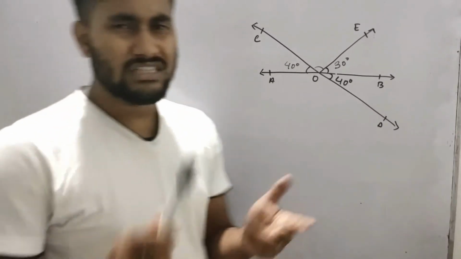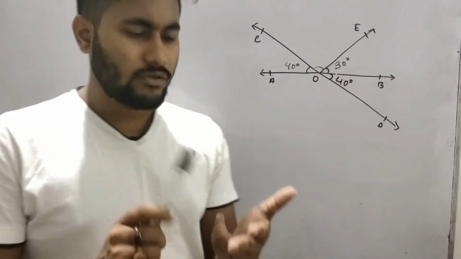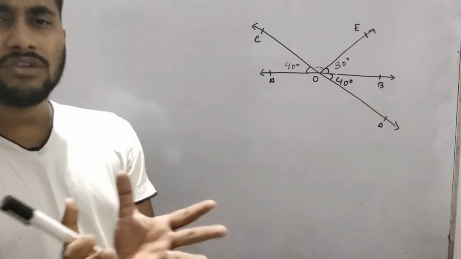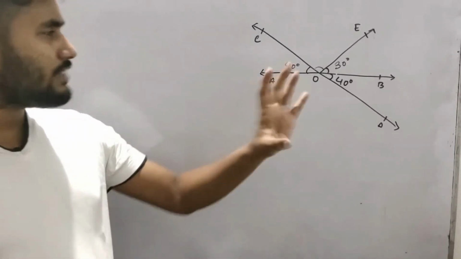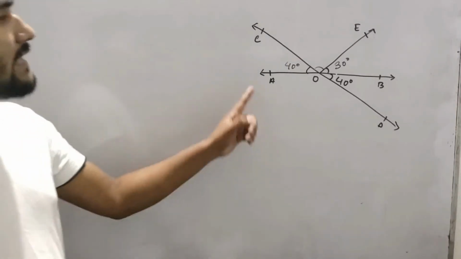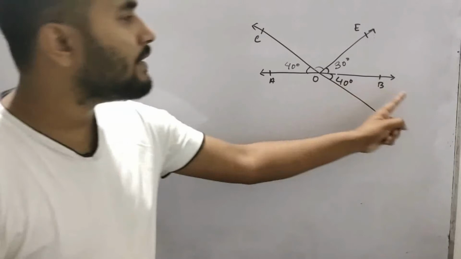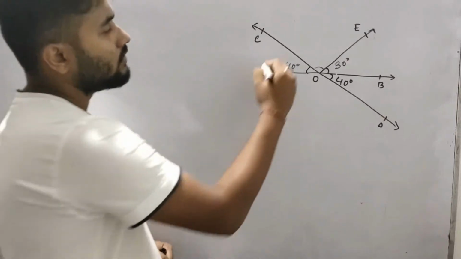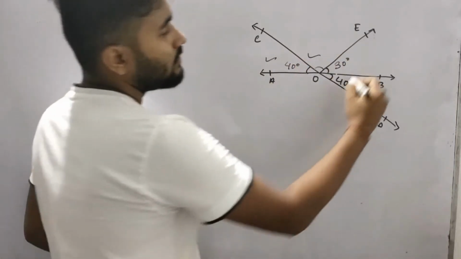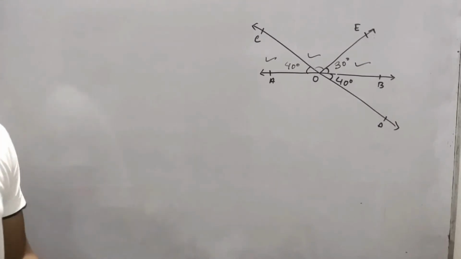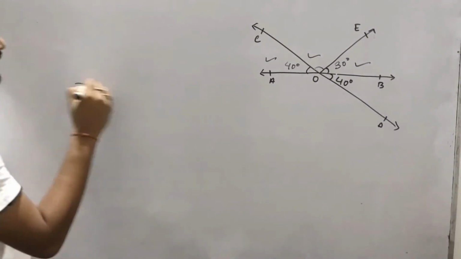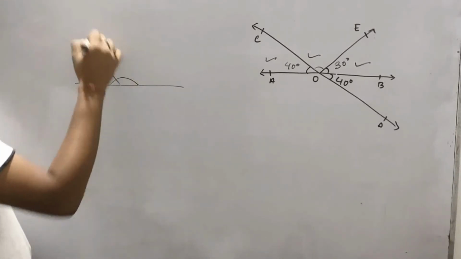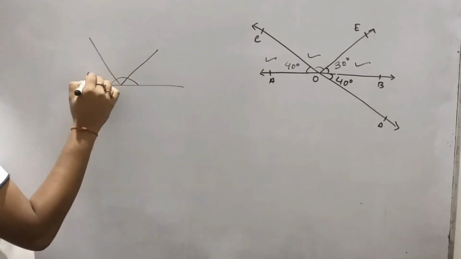See, only two things you have to look for: straight lines. If you find straight lines, you will get vertically opposite angles, linear pairs, and straight angles. That is all there is in this exercise, so no need to think too much. I can clearly see that AB is a straight line. So this angle plus this angle plus this angle will be 180 degrees, and it is divided into 3 angles.